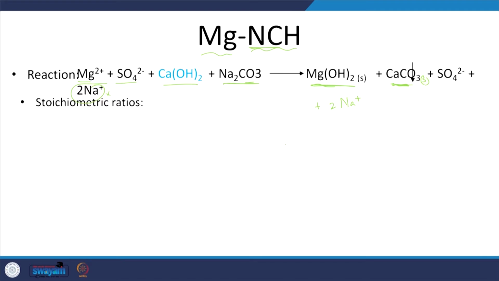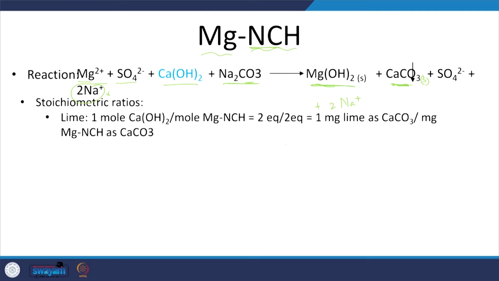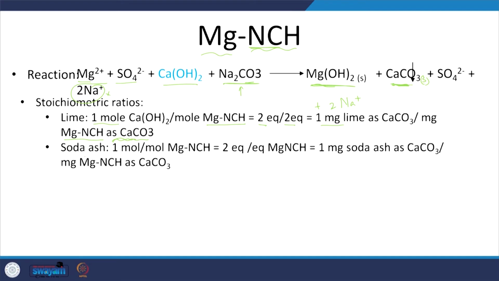So stoichiometric ratios, let's see. So for 1 mole of magnesium associated with non-carbonate hardness, I need to add 1 mole of calcium hydroxide. So 2 equivalents per 2 equivalents, right? And thus 1 milligram per liter of lime as CaCO3 per 1 milligram of magnesium non-carbonate hardness expressed as CaCO3. But what about soda ash? Yes, I am adding 1 mole of soda ash per mole of magnesium. Same case here.